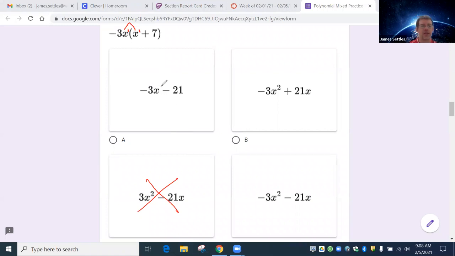So this right here doesn't have a squared, so it's got to be between these two. The only difference between these is this is a positive 21, this is a negative 21. When we multiply, one negative would make the whole thing negative, so it's got to be a negative 21. So the answer is D.